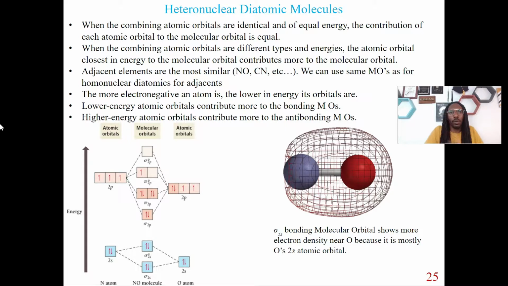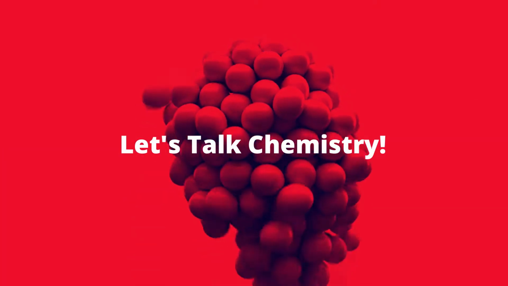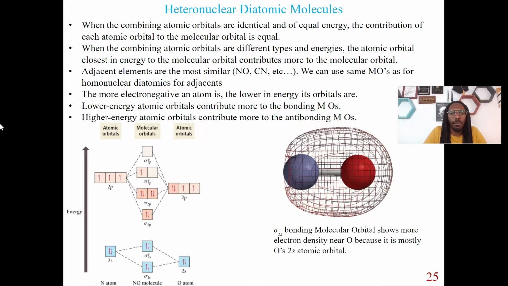Today we are talking about heteronuclear diatomic molecules. Let's talk chemistry. So far, in the previous videos, we've only talked about homonuclear diatomic molecules. But now let's talk about some heteronuclear. Basically this is where we have different atoms, and you're going to notice a lot of compounds have different atoms.